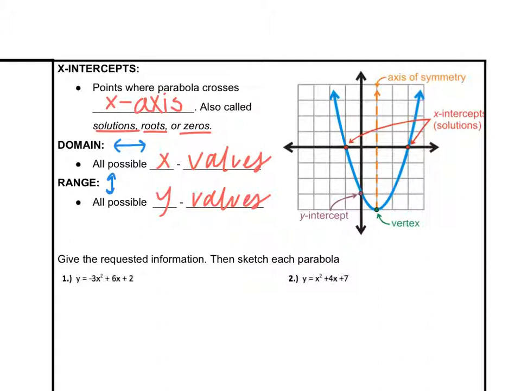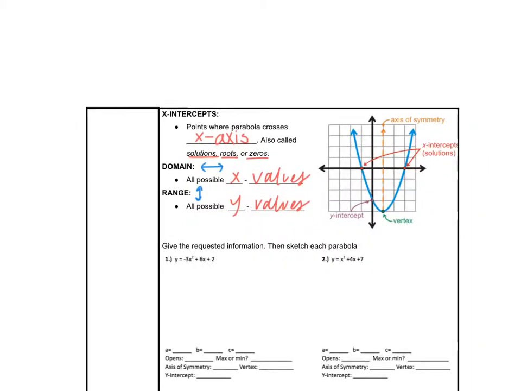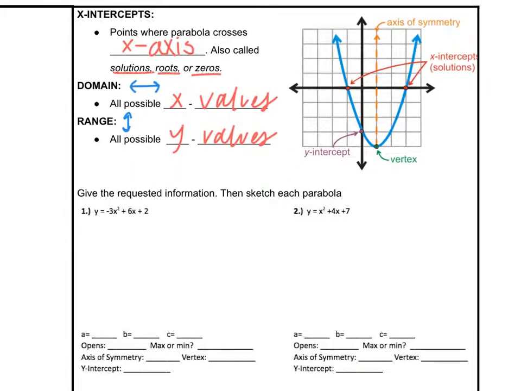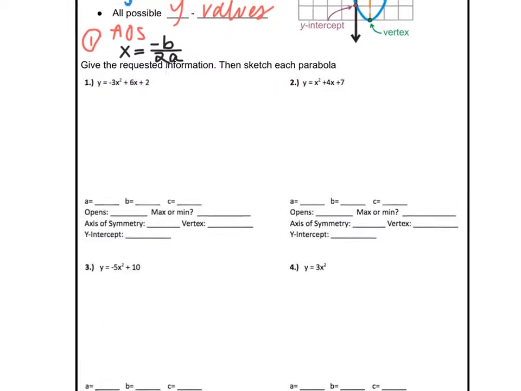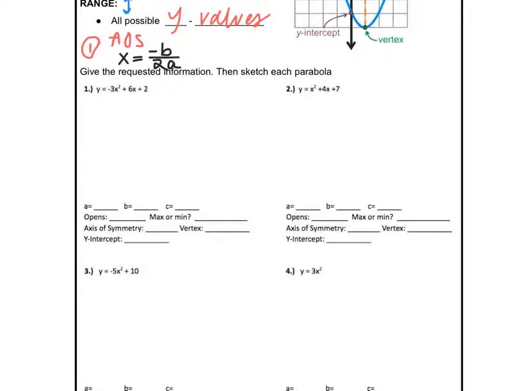Now, we're going to apply it. I should have put a little step out here for you. We'll just do it at the top of this. You always start by finding the axis of symmetry. Let's do that first. We do that by using x equals negative b over 2a. That's that equation you saw on the front for the axis of symmetry. Do that first. And then, after you do that, whatever x value you get, plug in x to get y.